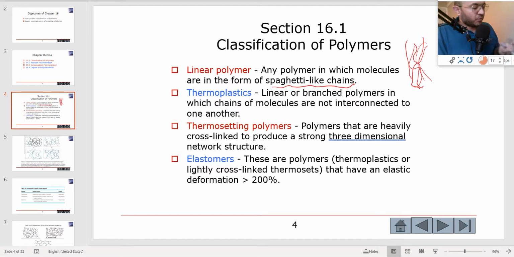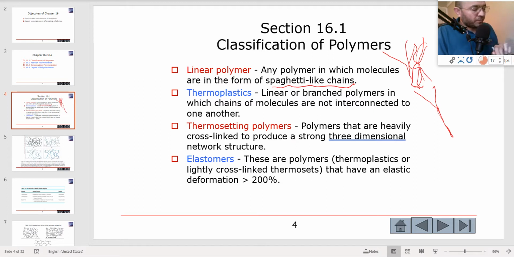Thermoplastics are linear or branched polymers with chains of molecules that are not interconnected with the others. So again, very similar to linear polymers, they could be completely linear, or they could be branched: they go like this, they stop, and we have something like this, right? That's what we call branched. But they are not interconnected, so there is no connection between them.